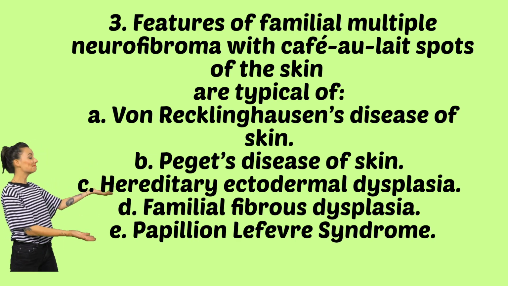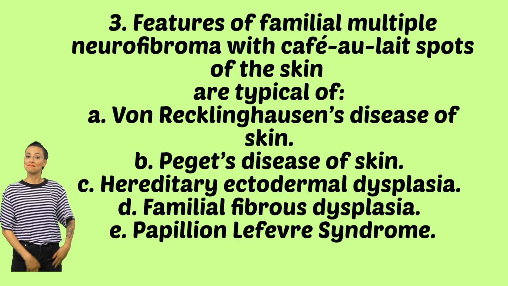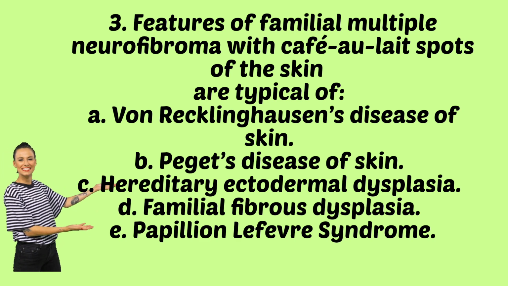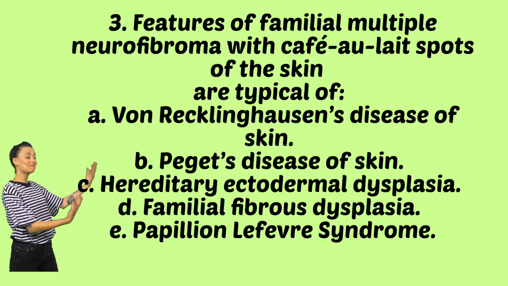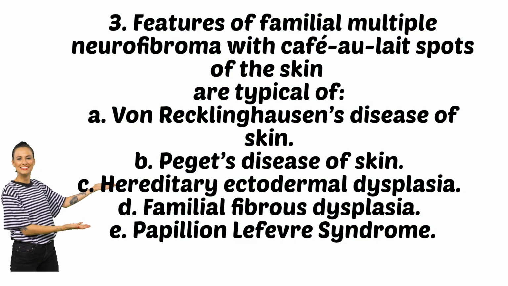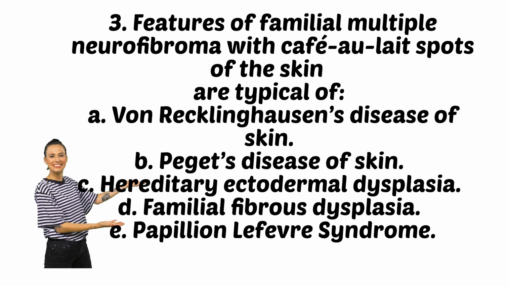3. Features of familial multiple neurofibroma with café-au-lait spots of the skin are typical of: A. Von Recklinghausen's disease of skin, B. Paget's disease of skin, C. Hereditary ectodermal dysplasia, D. Familial fibrous dysplasia, E. Papillon-Lefèvre syndrome. Option A is correct. Von Recklinghausen's disease of skin.